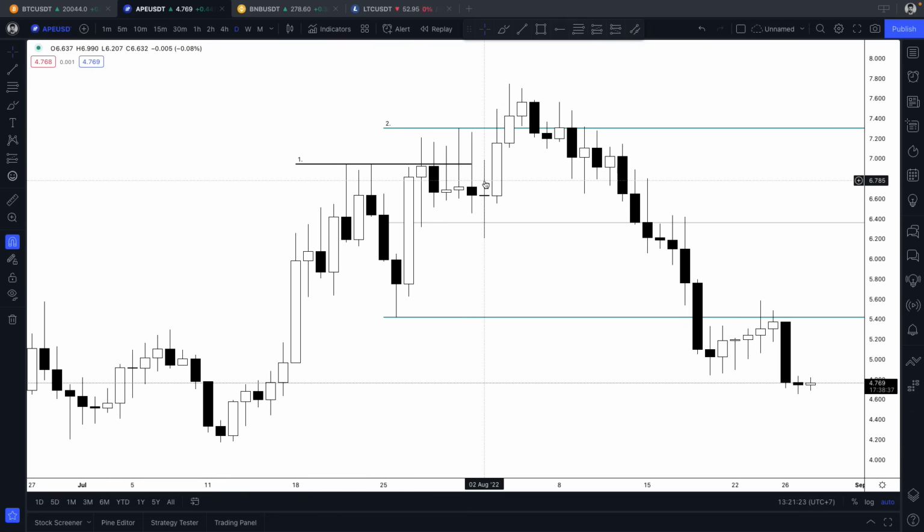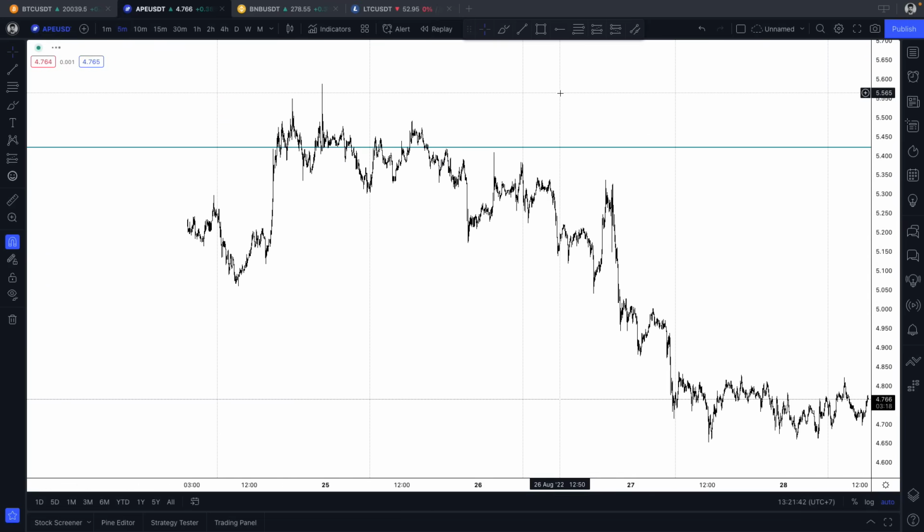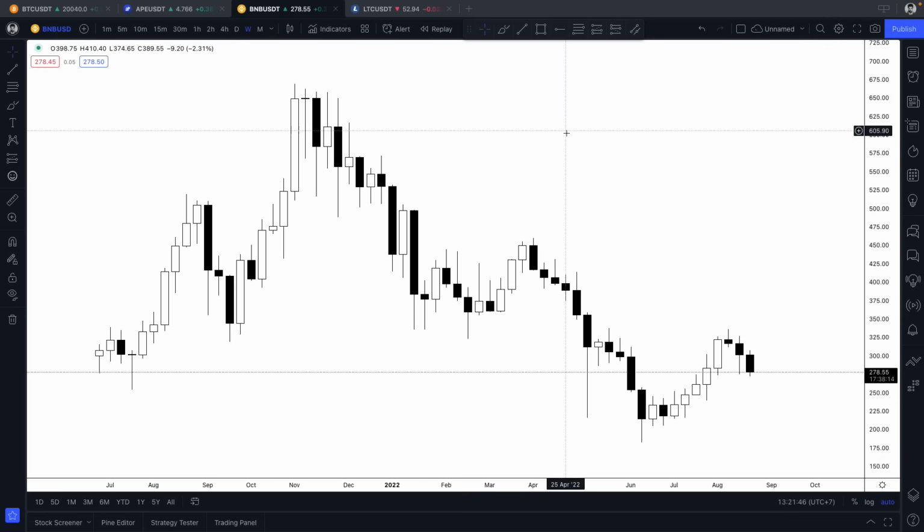So you can see as price swung higher, taking out that high, got back inside, dropped straight into our target. That is how we find our target. That is how we mark our levels. How we enter, it's your choice. But that is ape. So let's have a look at BNB.